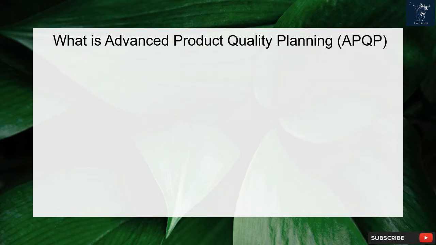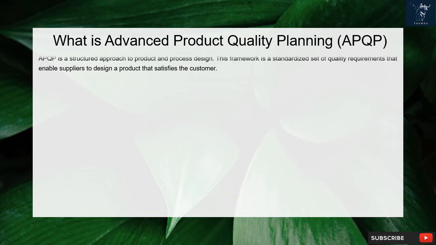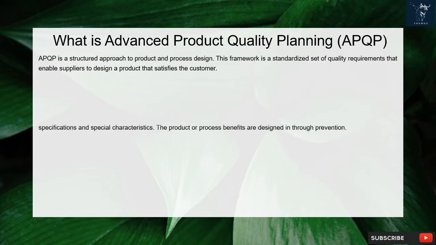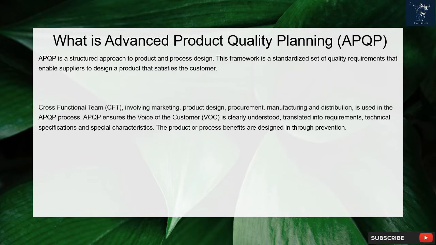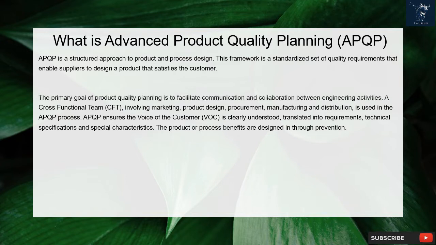What is Advanced Product Quality Planning (APQP)? APQP is a structured approach to product and process design. This framework is a standardized set of quality requirements that enable suppliers to design a product that satisfies the customer. The primary goal of product quality planning is to facilitate communication and collaboration between engineering activities. A cross-functional team (CFT) involving marketing, product design, procurement, manufacturing, and distribution is used in the APQP process. APQP ensures the voice of the customer (VOC) is clearly understood, translated into requirements, technical specifications, and special characteristics.